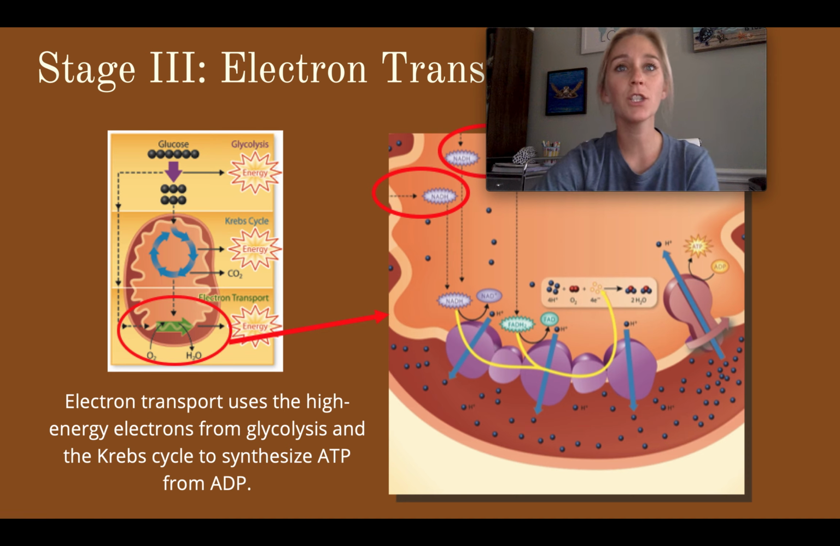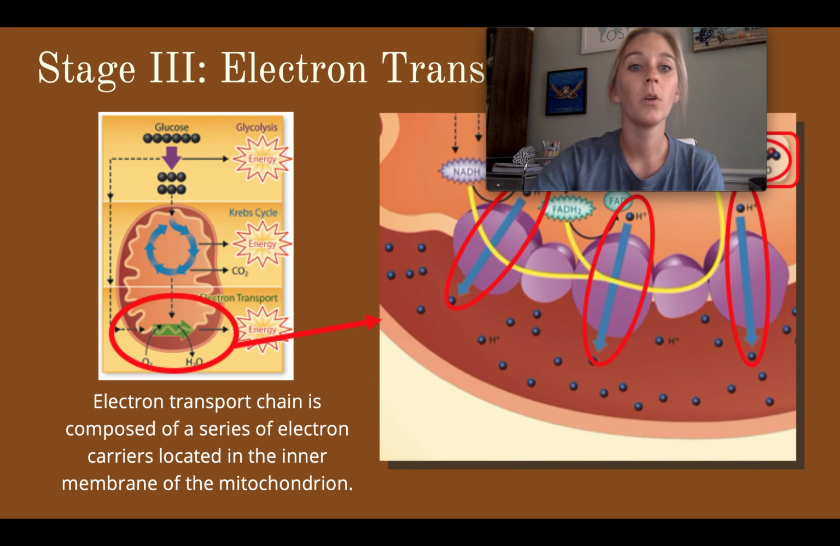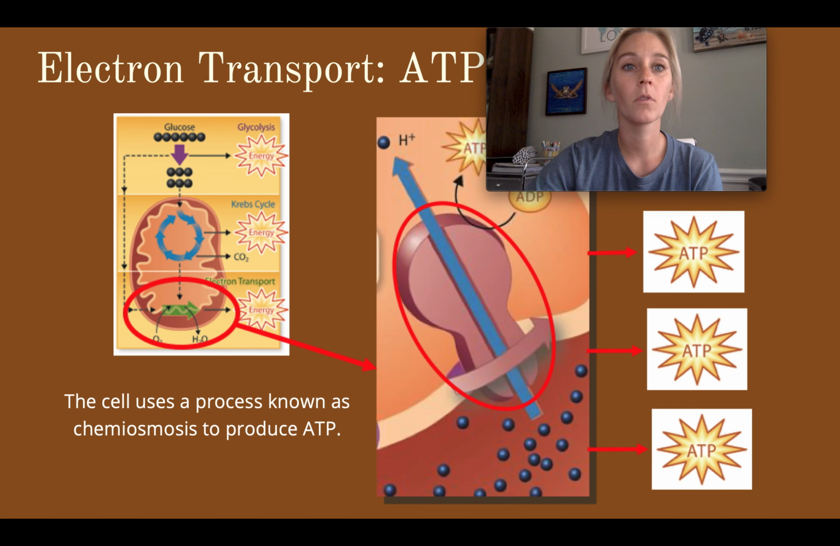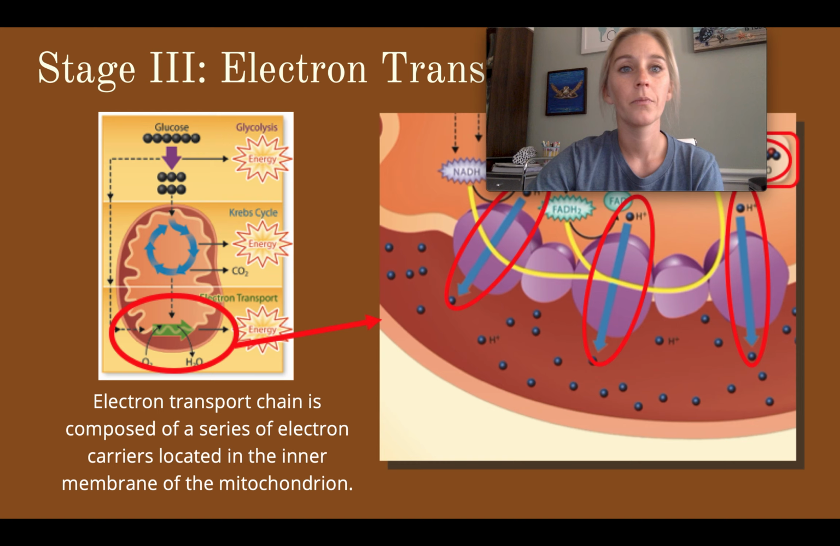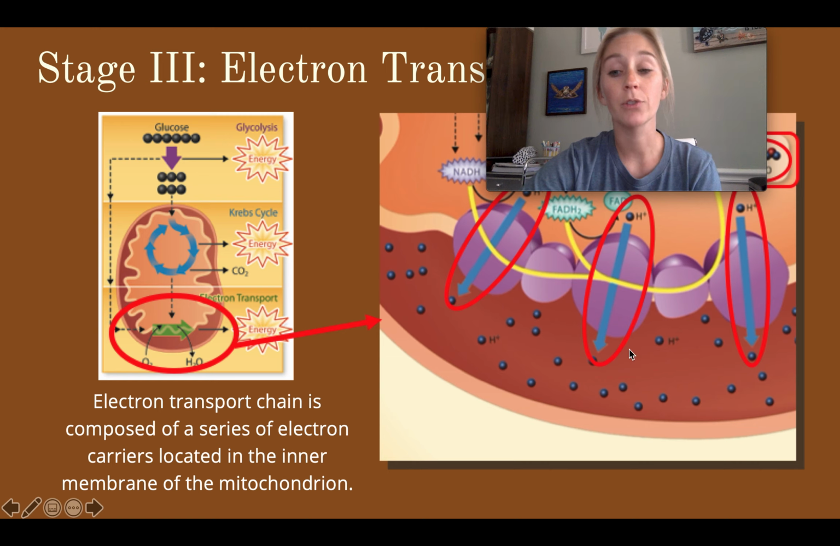Okay, stage 3, electron transport chain. The NADH and FADH2 were byproducts from glycolysis and the Krebs cycle, and these high energy electrons are now coming into the electron transport chain from glycolysis and the Krebs cycle. Highlighted here, or circled, are electron carriers. The high energy electrons from the NADH and the FADH2 are going to be passed from carrier to carrier.